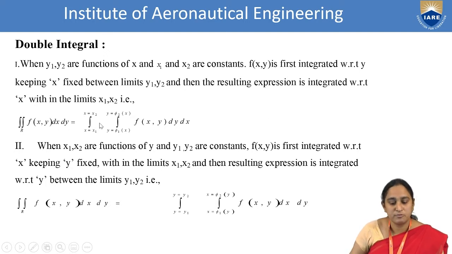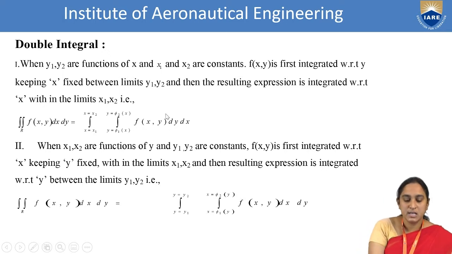I'll discuss the formula clearly. Once you see the below formula, integral from x1 to x2, and integral from y is equal to phi1 of x to y is equal to phi2 of x, f of x comma y dy dx. That means here y limits are in terms of x and x limits are constants. x limits x1, x2 are constant and y limits are in terms of x. The function is f of xy dy dx.